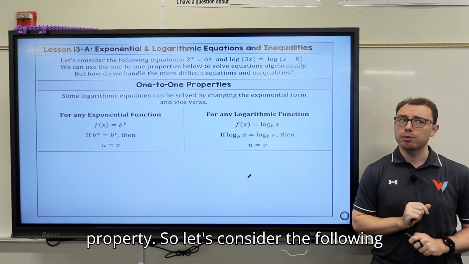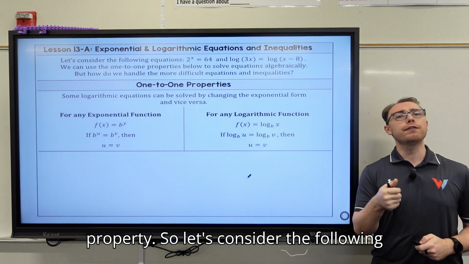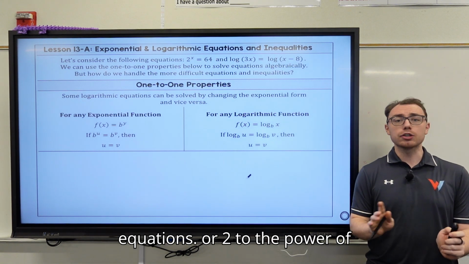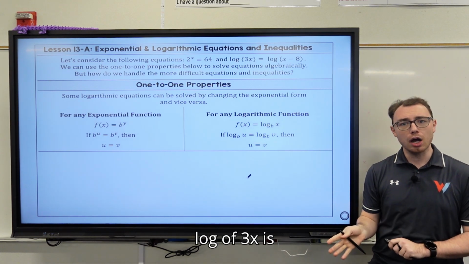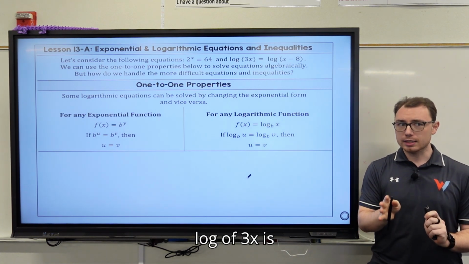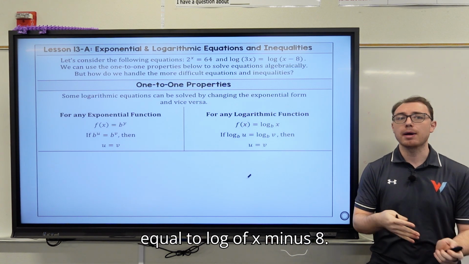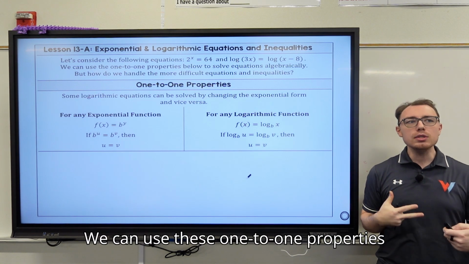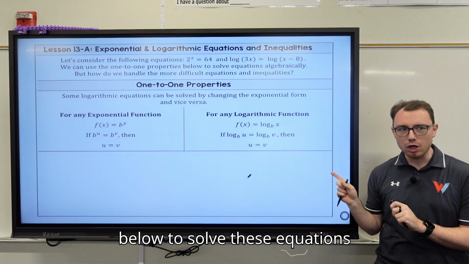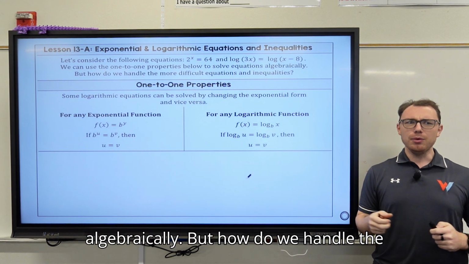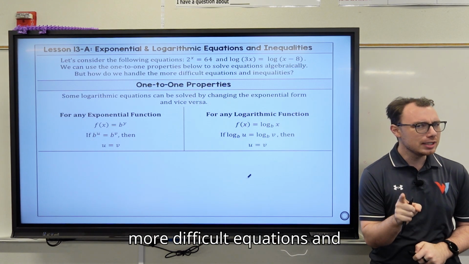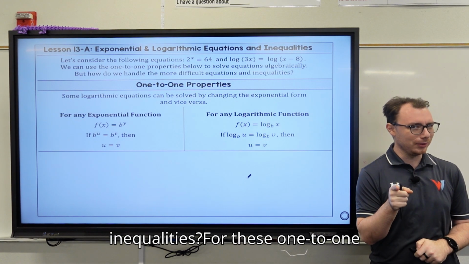In our 13a series here, we want to explore exponential and logarithmic equations and inequalities using this one-to-one property. So let's consider the following equations: 2 to the power of x is equal to 64, and log of 3x is equal to log of x minus 8. We can use these one-to-one properties below to solve these equations algebraically. But how do we handle the more difficult equations and inequalities?